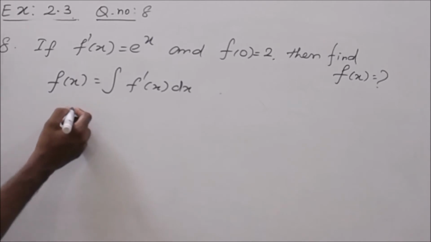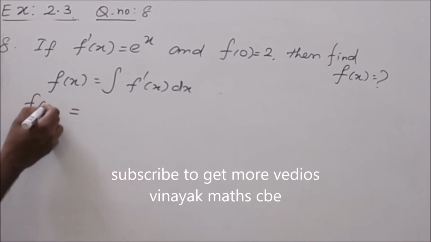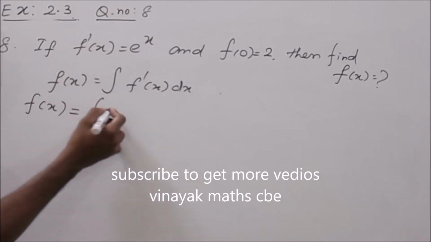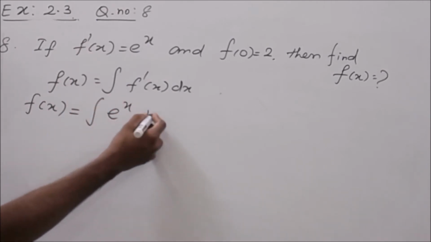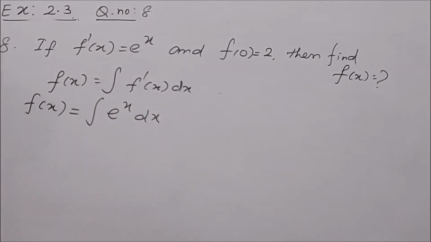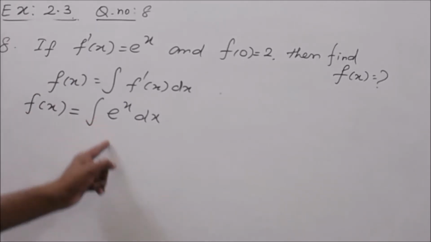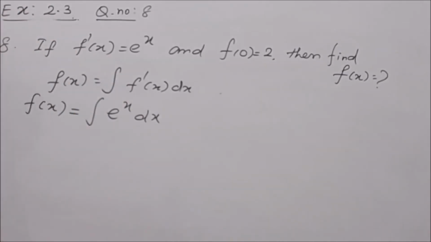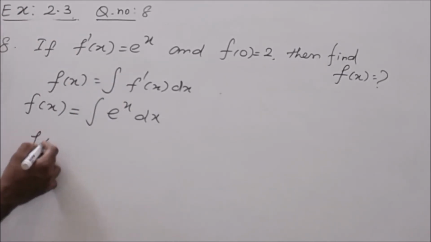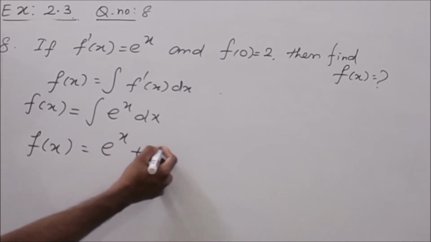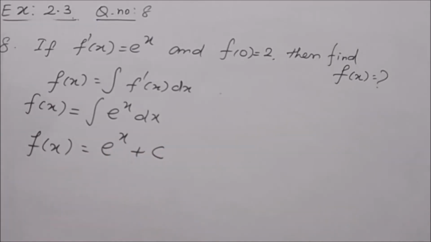Now f(x) is equal to, substituting f'(x), the integral of e^x dx. This is very easy to integrate. The derivative of e^x is e^x, and the integral of e^x dx is also e^x. So f(x) is equal to e^x plus the constant of integration c.